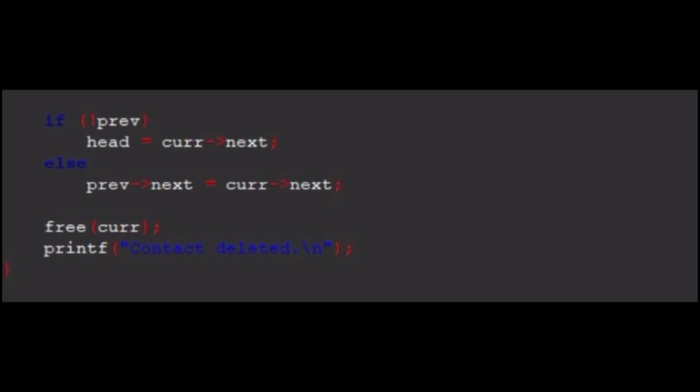If prev is still null, we are deleting the first node. Else, prev's next is equal to cur's next. Free cur, and print contact deleted. Free is used to delete the memory of that contact.